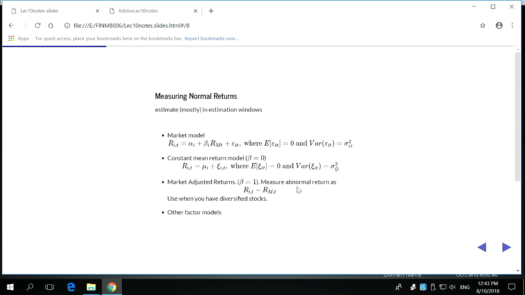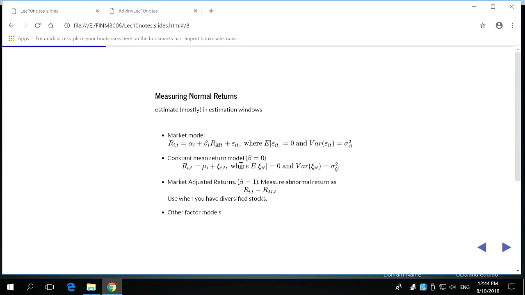All right. And an even more simplistic model will be a market adjusted return model. The market adjusted return model measures abnormal return as your individual stock return minus the market return at the same period. So this, as you see it, is the excess return we have already seen. Right? So if you want to use a simplified model, I'll actually suggest you use this market adjusted return instead of constant mean return.